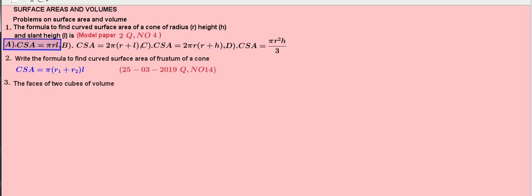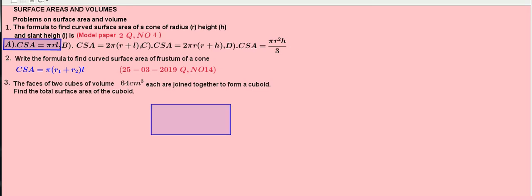Problem 3. The faces of two cubes of volume 64 cm cube each are joined together to form a cuboid. Find the total surface area of the cuboid. Let us draw the figure. In this figure, two cubes of volume 64 cm cube are joined together to form a cuboid.